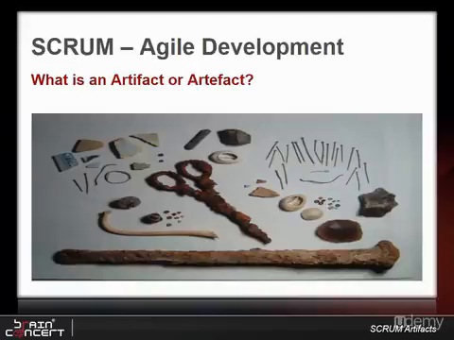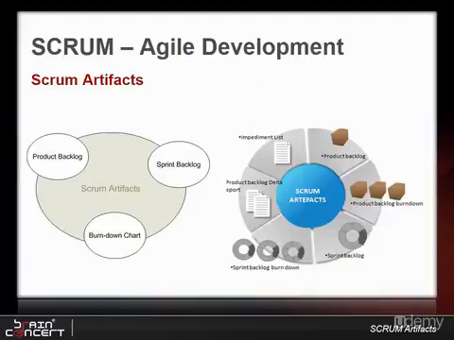Scrum's artifacts represent work or value in various ways that are useful in providing transparency and opportunities for inspection and adaptation. Artifacts defined by Scrum are specifically designed to maximize transparency of key information needed to ensure Scrum teams are successful in delivering a done increment.